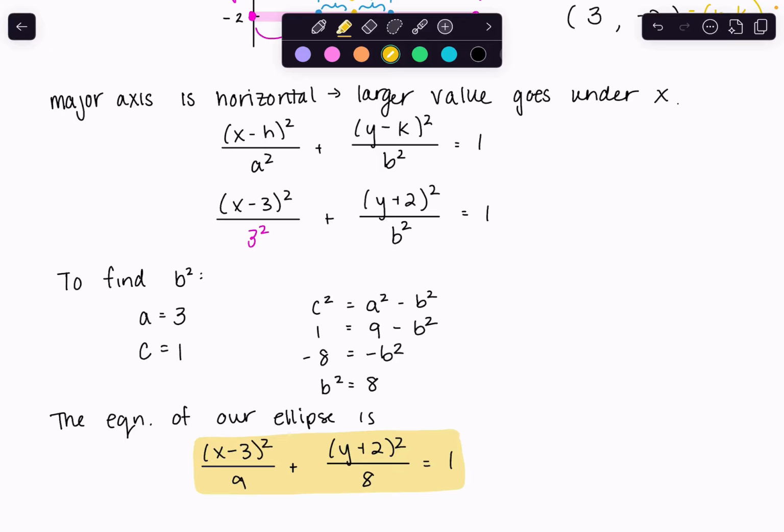So again, go ahead, draw this out, make sure you have all the key components. But these are very similar to circles, just some extra stuff because you have 2 different directions that you're going in.